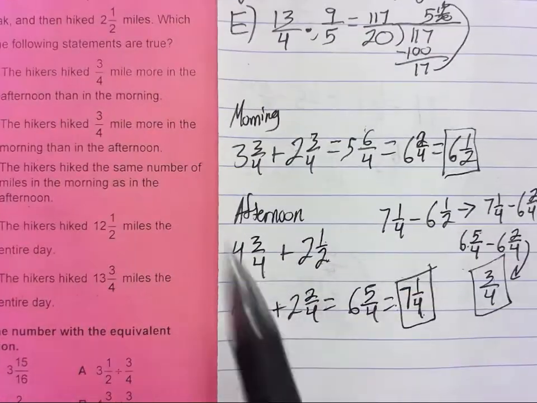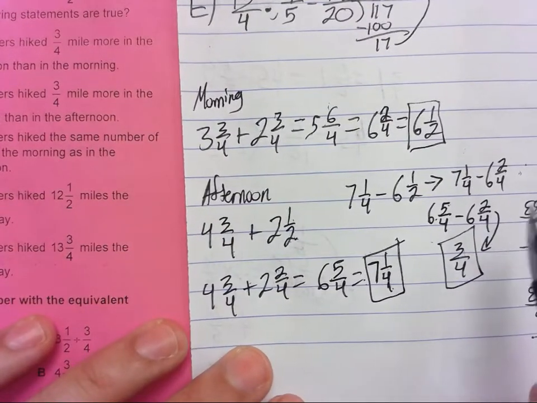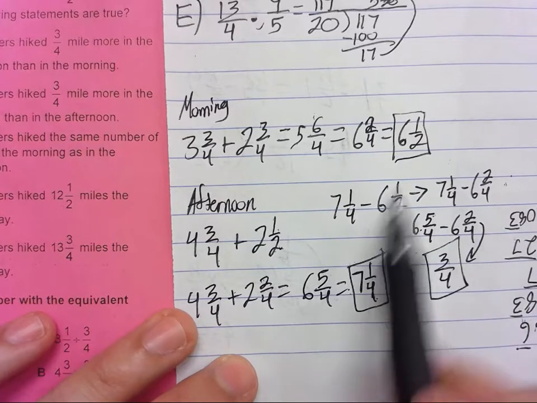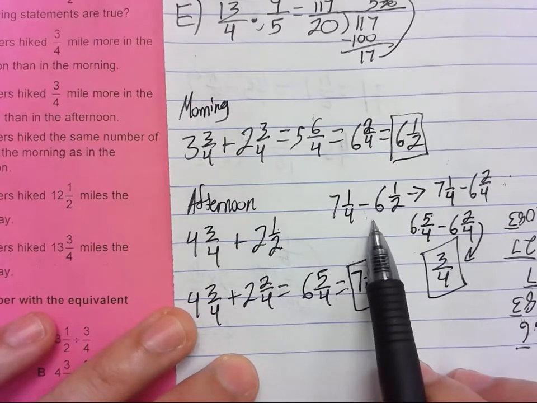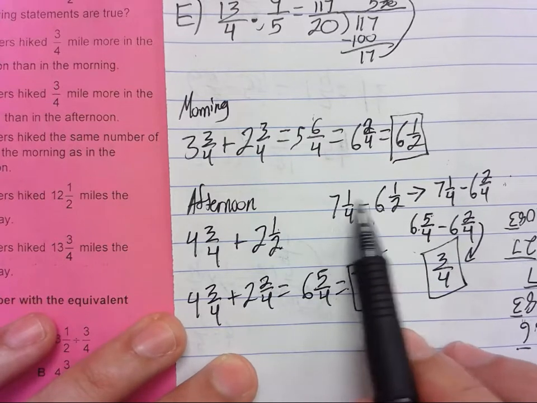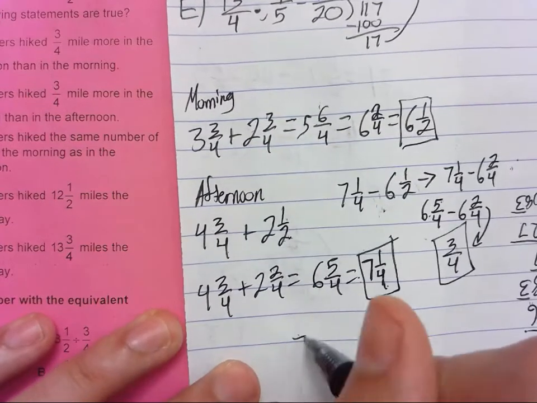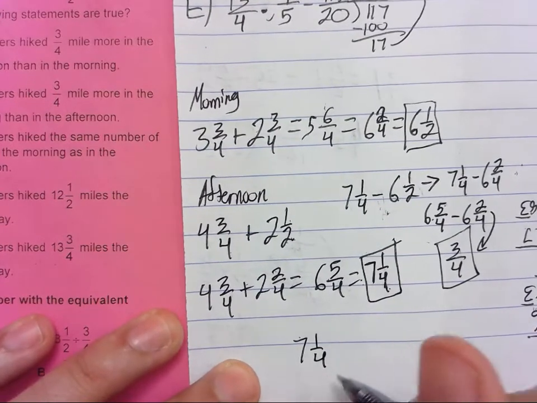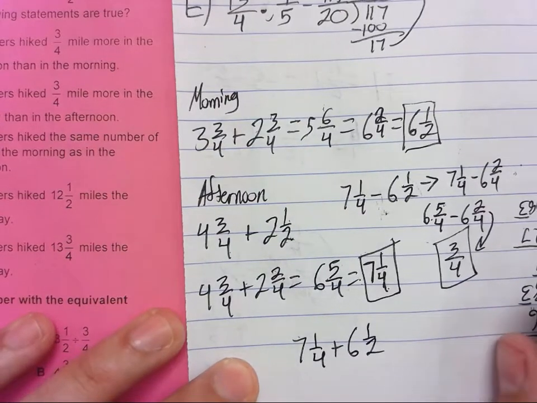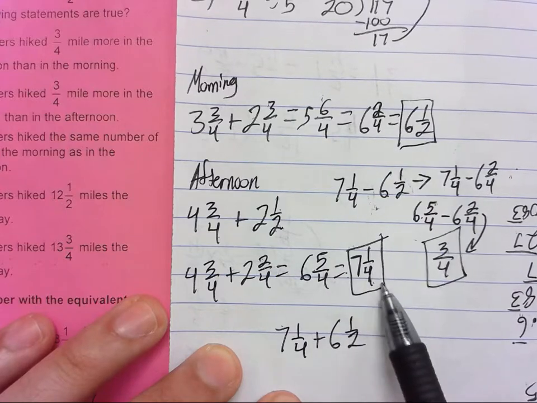How many did they hike altogether? Let's see if we get that. So we already got common denominators. And instead of subtracting like we did here, we don't want the difference, we want the total. So we're actually just going to do this again, except we're going to add. So we have 7 1/4, that's the afternoon, plus the morning, which is 6 1/2.